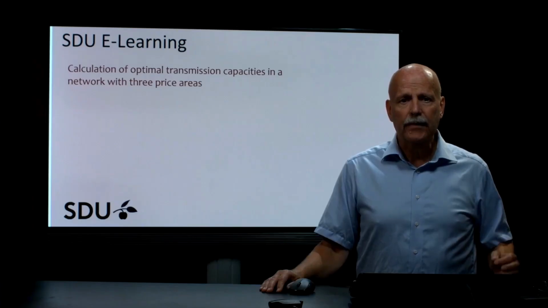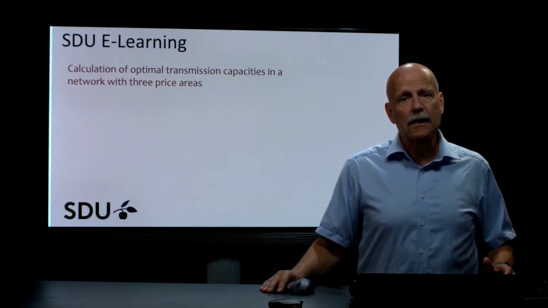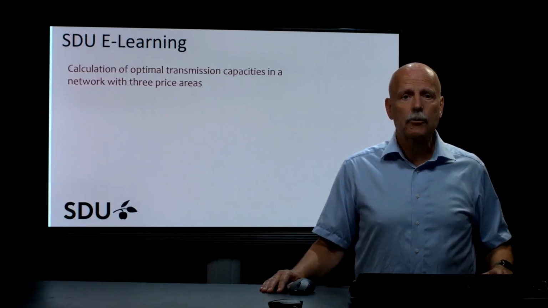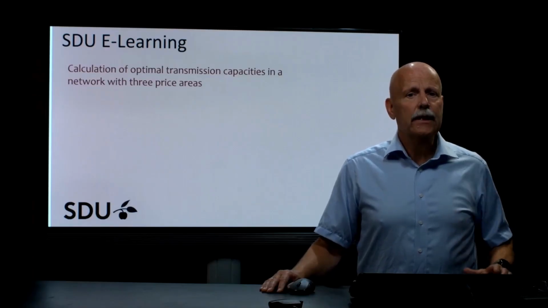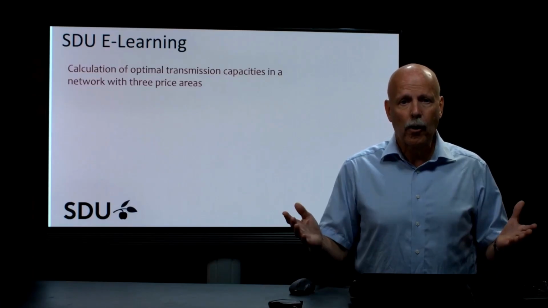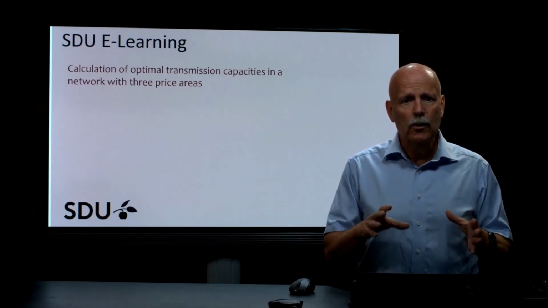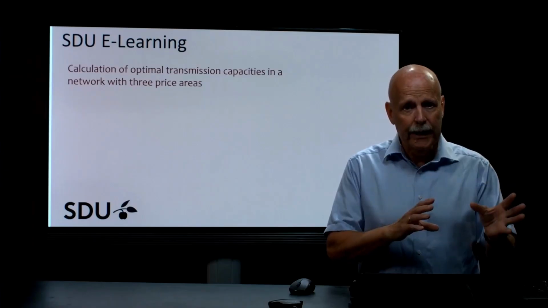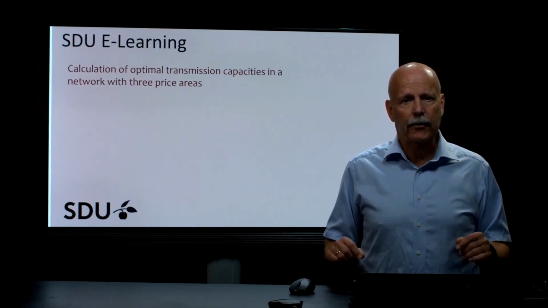In a previous video, I showed you how to calculate the optimal size of the capacity between two areas. In this video, I will expand the problem. I will not only look at two price areas, I will look at, first of all, 3 areas and then a much larger number of areas.